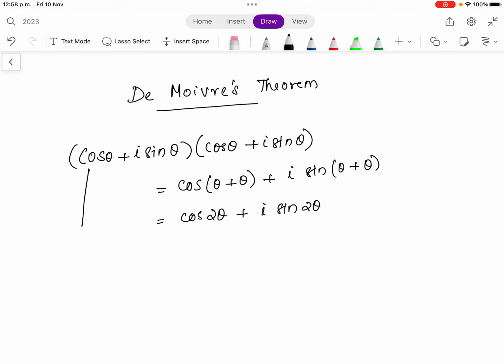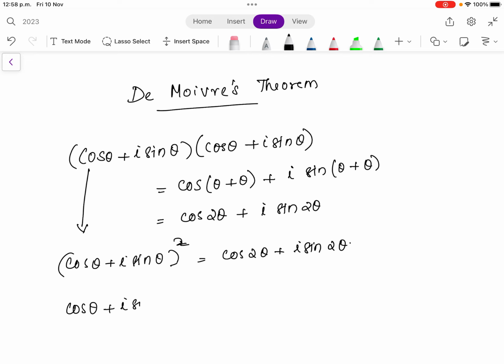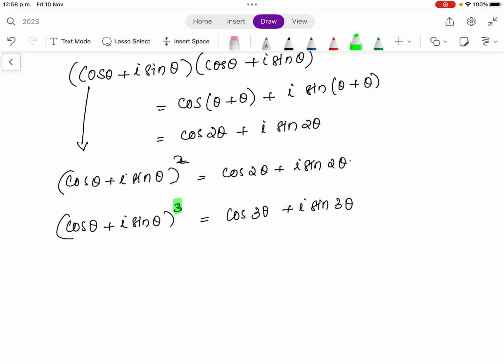Okay, now this left hand side can be written as (cos theta plus i sin theta) the whole square, because it's the same value, that is equal to cos 2 theta plus i sin 2 theta. Now if you multiply this 3 times, that is, cube it, you can see that the answer will be cos 3 theta plus i sin 3 theta. So whatever value you have here, that will come here and here.